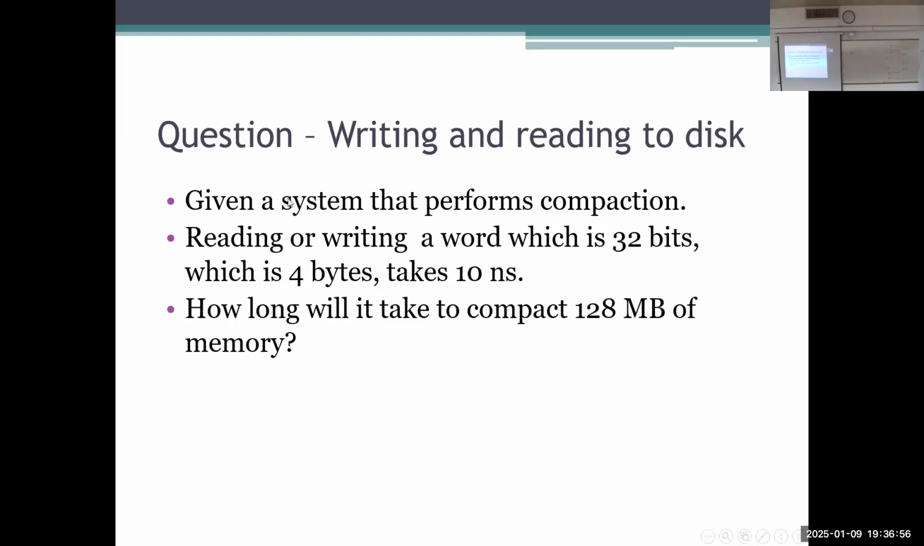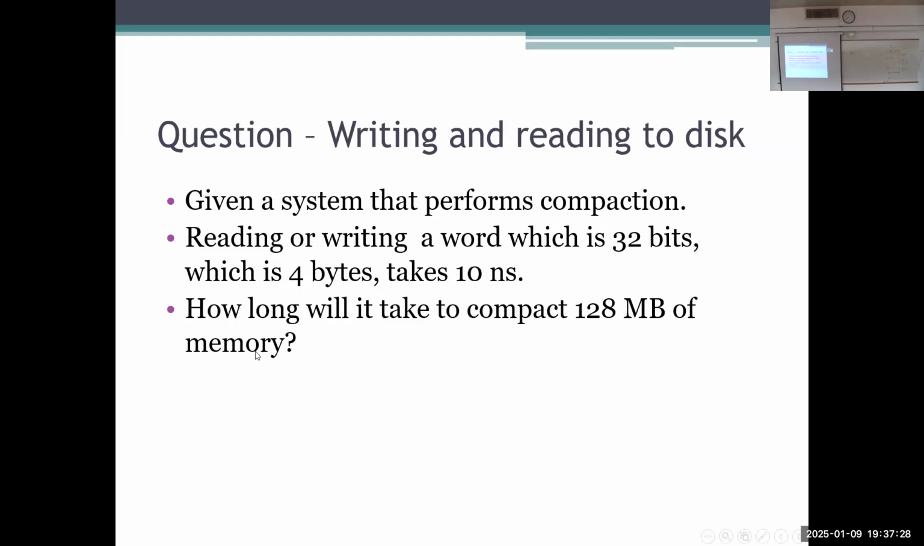Writing and reading to disk, given a system that performs compaction. Remember that compaction? If you have a lot of fragmentation, you got all those fragments, you wanna move everything and push them all to the left, and then you have all that space on the right. So given a system that performs compaction, reading or writing a word, which is 32 bits, which is 4 bytes, takes 10 nanoseconds. How long will it take to compact 128 megabytes of memory?